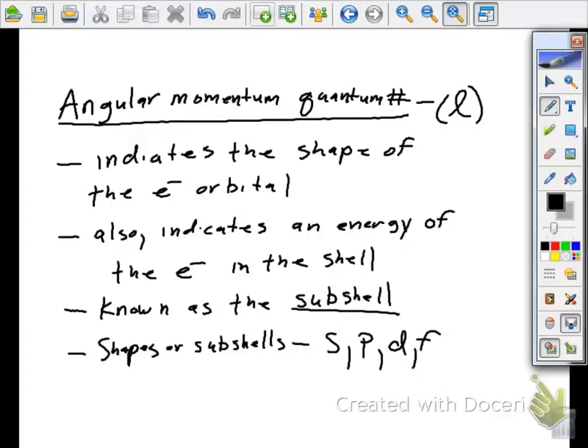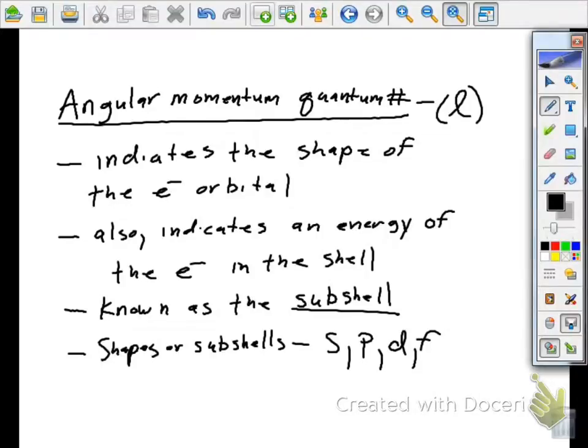The angular momentum quantum number indicated with an L. If L equals S, now that we would actually give that a number. We give it a 0 number if we were learning the numbers along with the symbols. So if L equals S, that would be L equals 0. If L equals P, P would be a 1. If L equals D, that would be a 2, and so on and so forth. But we're not going to do the 0, 1, 2, 3, 4. Okay? We're just going to say S shape.